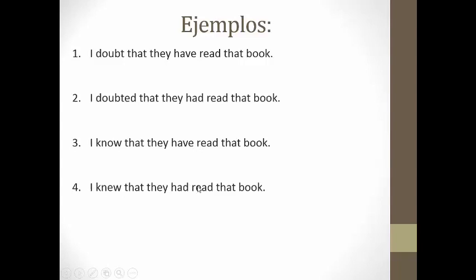Let's look at 4. I knew that they had read that book. Okay, so there is a change in subject again. And the whole sentence is in the past, but I knew, again, there's no element of doubt, so you can't use subjunctive here. You're just going to have to use regular old past perfect, okay? Or what they may call past perfect indicative here.